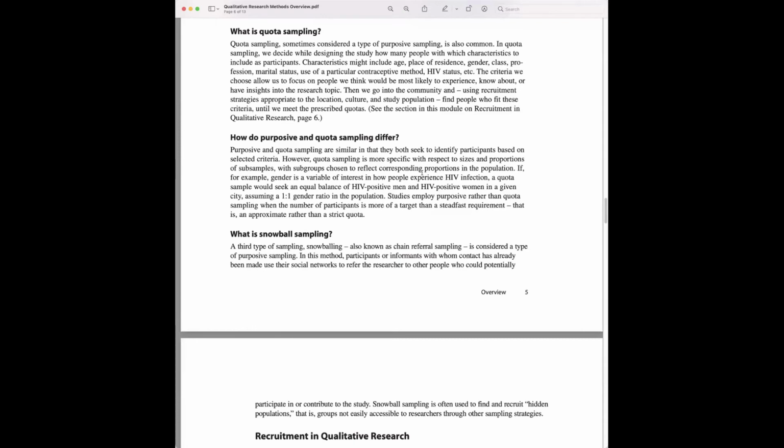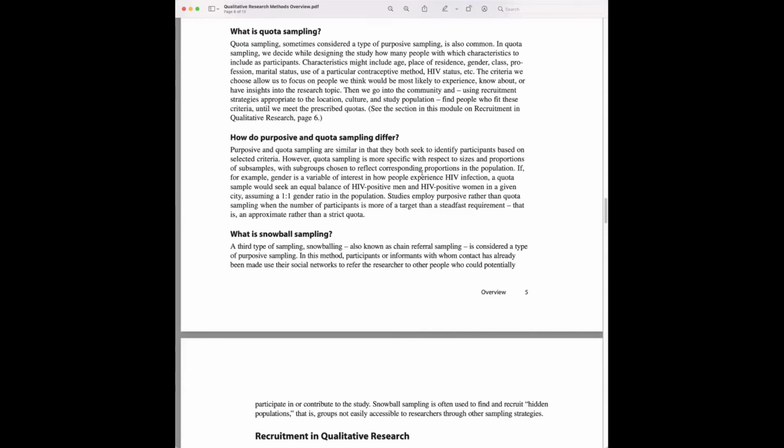So what you will try to do is, if it's a 3 to 2 ratio and you are choosing 20 respondents, you are going to make sure that it is 3 times 4, that's 12, and then 2 times 4, that's 8. So it's going to be 12 men and 8 women. So in quota sampling, the number matters.